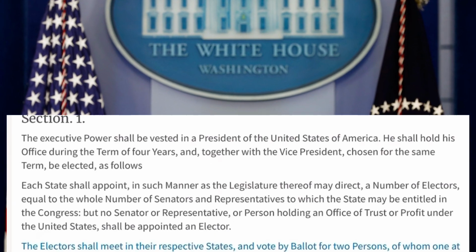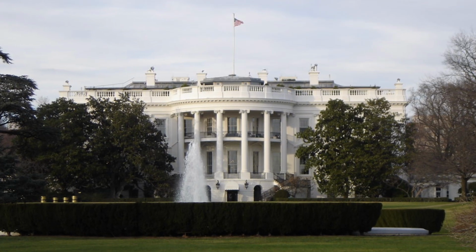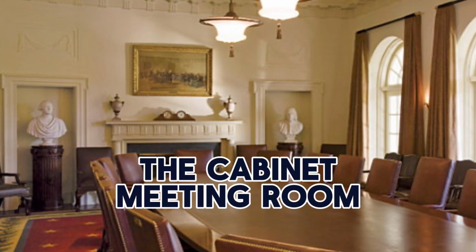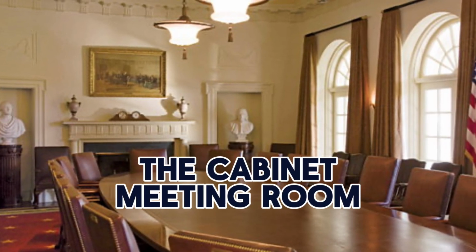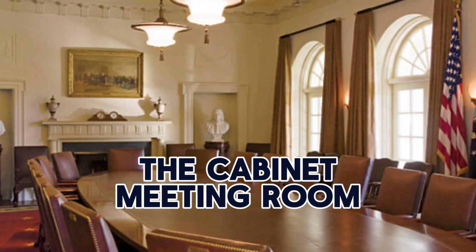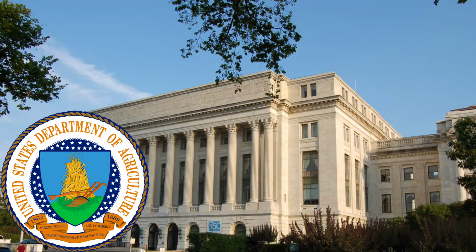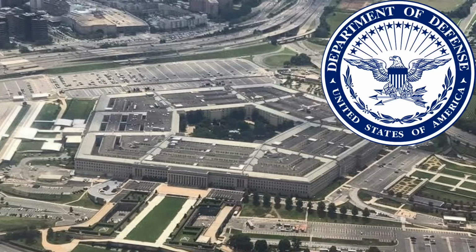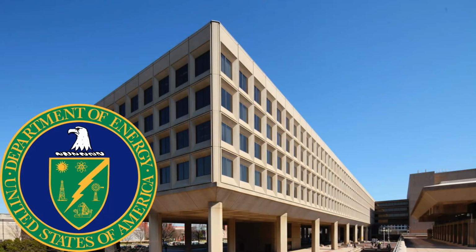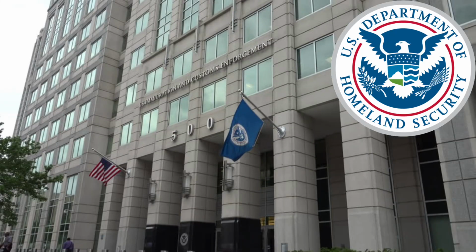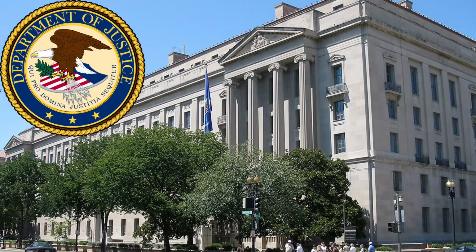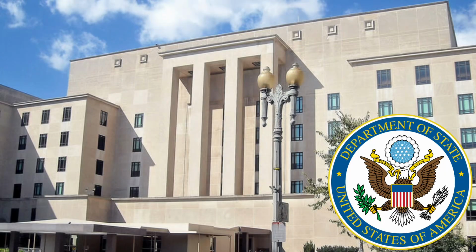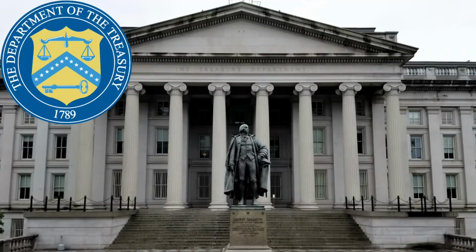The President, created by Article 2 of the Constitution, is the head of state and runs the executive branch. The President oversees the presidential cabinet, which is comprised of the various heads and secretaries of the executive departments. These departments include agriculture, commerce, defense, education, energy, health and human services, homeland security, housing and urban development, the interior, justice, labor, state, transportation, the Treasury, and Veterans Affairs.